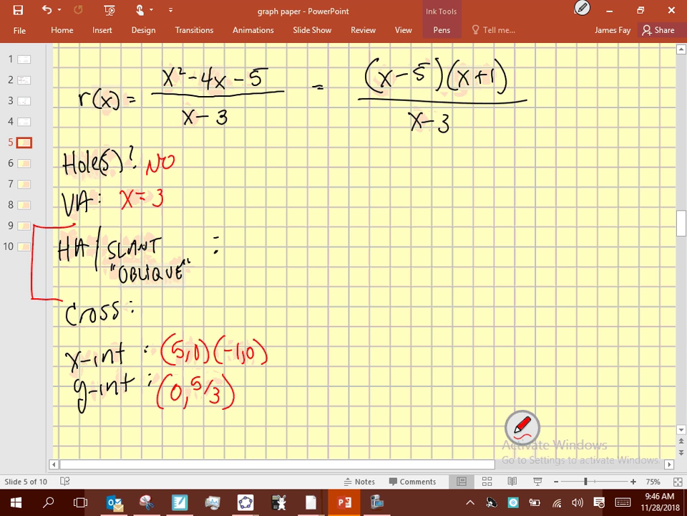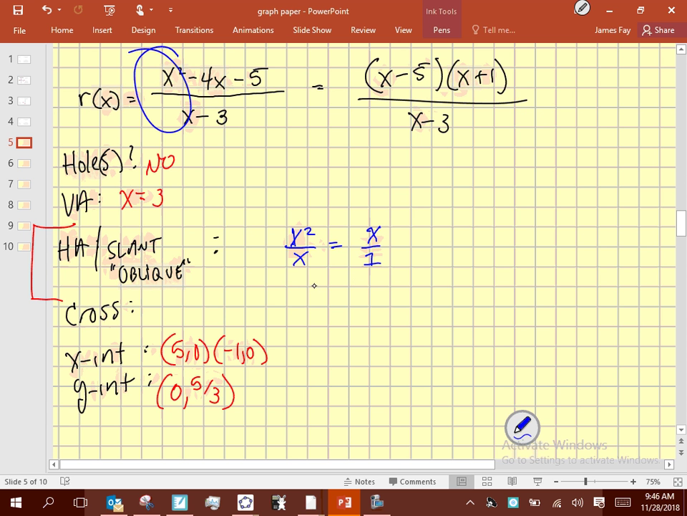So you're going to see these two words. Slant is the indication that it's going to be a line. Oblique is the indication that it's going to be parabolic, cubic, quartic, whatever. So this is the idea. If I was going to compare the leading terms, x squared over x, the x cancels out, leaves me x over 1, right?